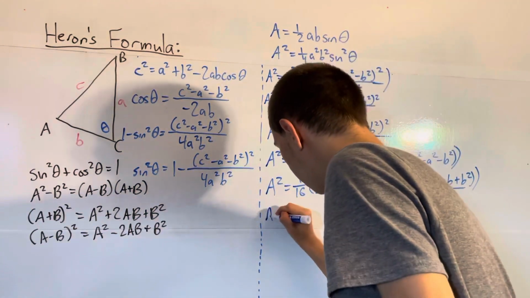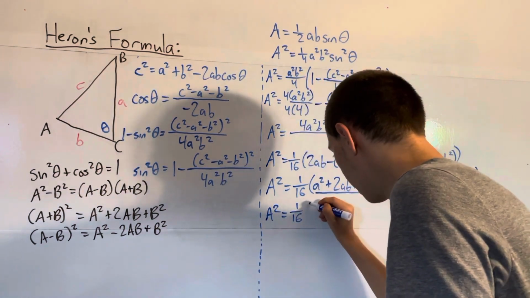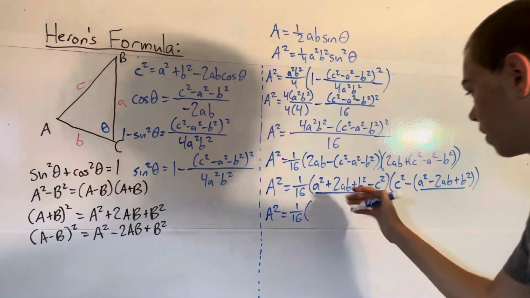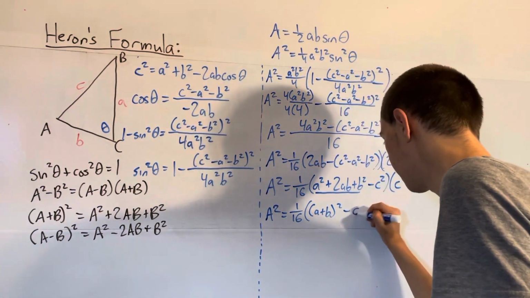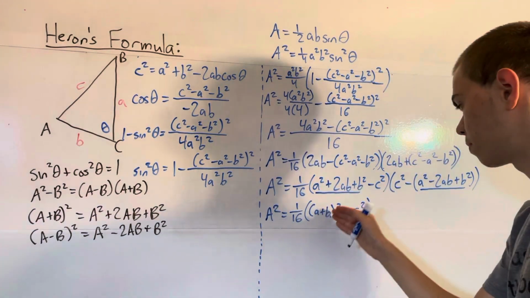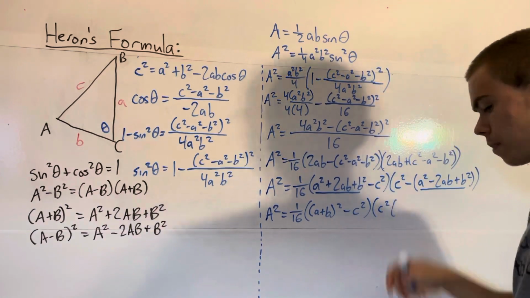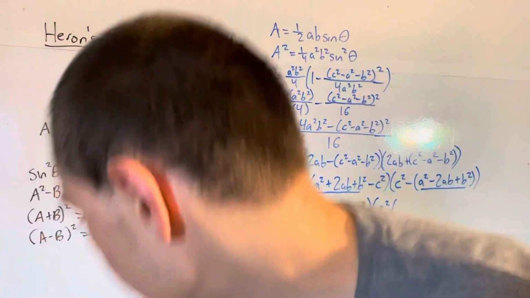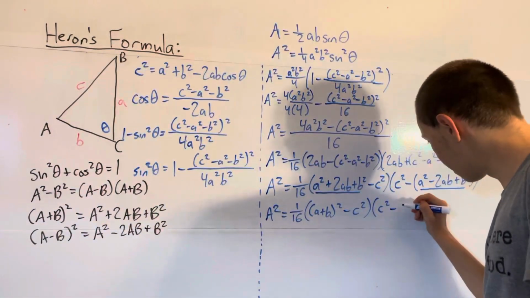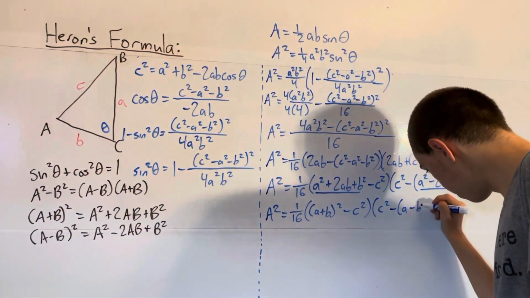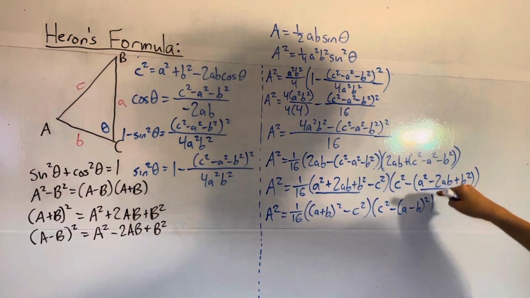So we have equals, we still have the 1/16 right here. And what we have right here, it's going to be a plus b squared minus c squared, because we're just rewriting that as a plus b squared. Right here, we get c squared minus, or that's not it. I meant to write a minus sign. Minus a minus b squared. We pretty much rewrote that as that, and rewrote that as that.